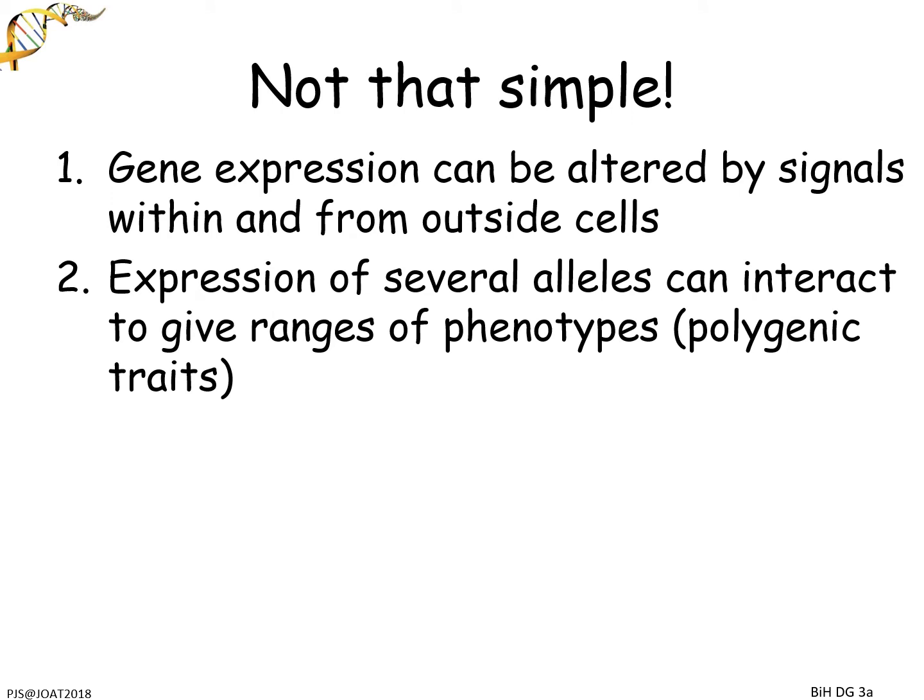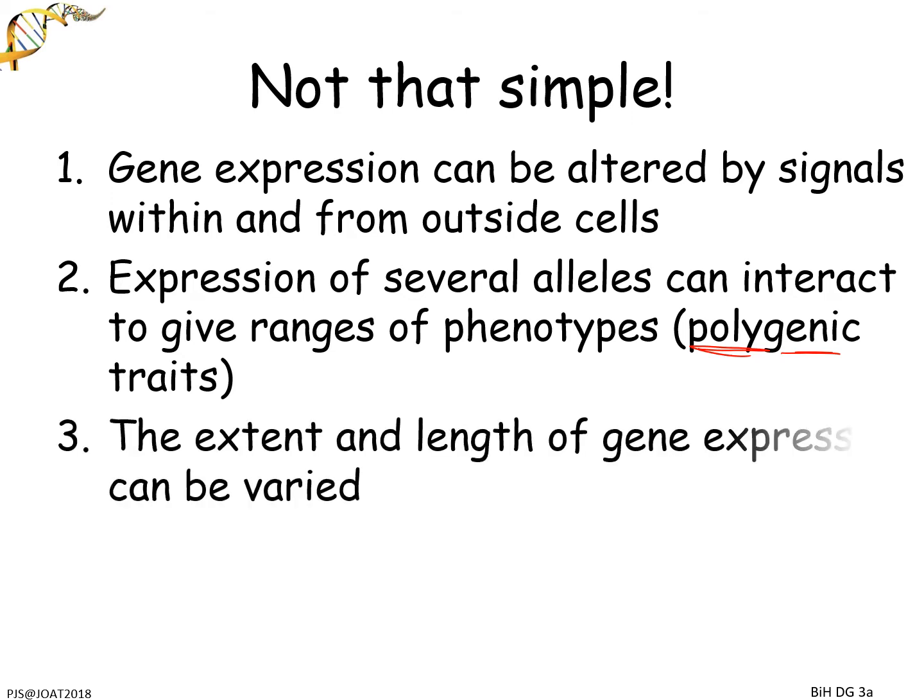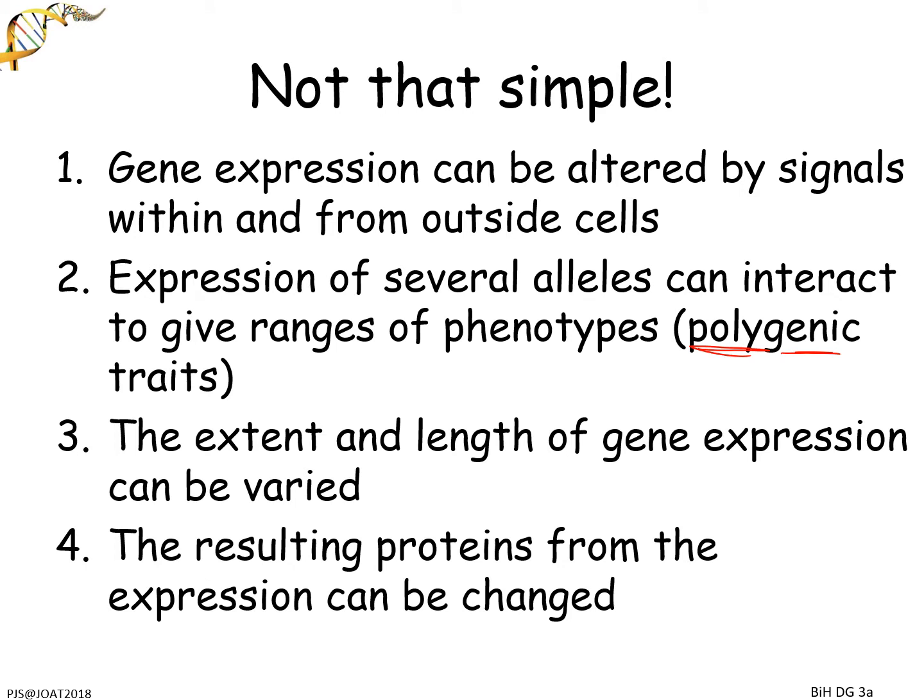Okay, then you have the possibility that different alleles will interact to give you a range of phenotypes. Now that, you should have heard the term polygenic. So that basically just means a trait which has many genes, okay, as opposed to monogenic, where you have a single gene that's deciding a particular expression. So you can also decide how long you switch a gene on for, how much of it you produce. And then on top of that, the proteins that you make can then be altered as well. So it's really, really complicated.